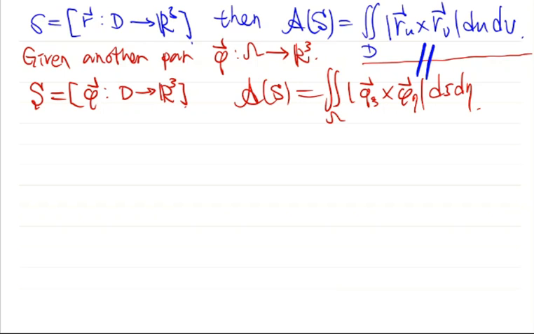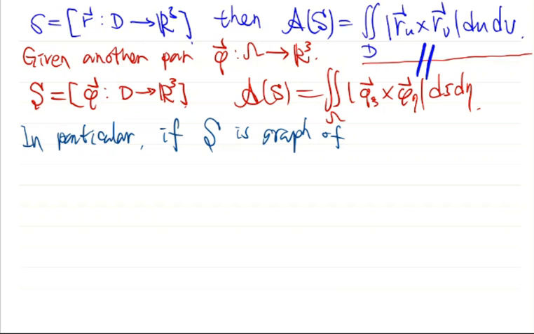Before that, we have a look at a particular case, a special class of surface, that is the graph of smooth functions, which are very important. So in particular, if S is the graph of a function g, then what's the area of this surface?